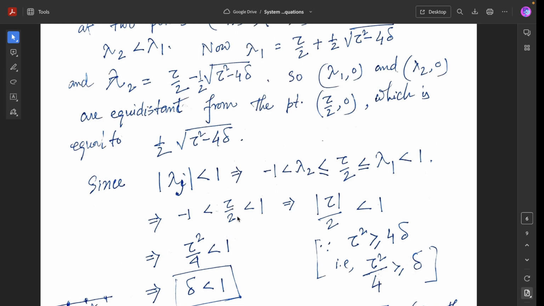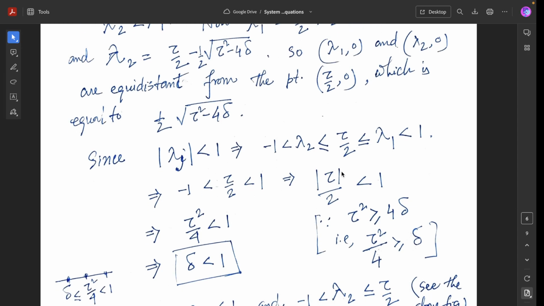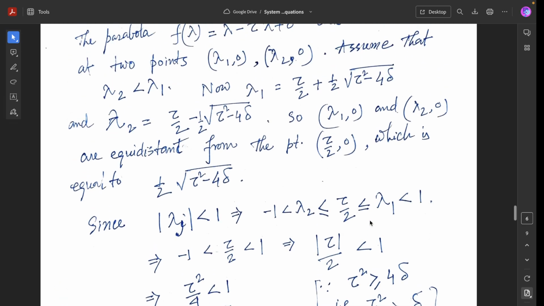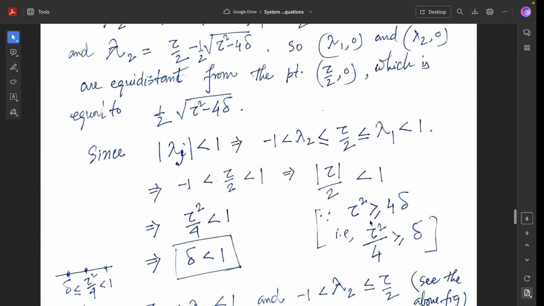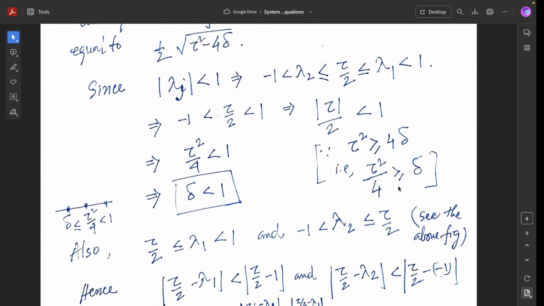This implies −1 < τ/2 < 1. So τ/2 lies between −1 and 1. So |τ/2| is less than 1. Squaring on both sides, τ²/4 is less than 1. And we already assumed that τ² is greater than or equal to 4δ. So τ²/4 is greater than or equal to δ. So here δ is less than or equal to τ²/4, and τ²/4 is less than 1. So obviously δ is less than 1.